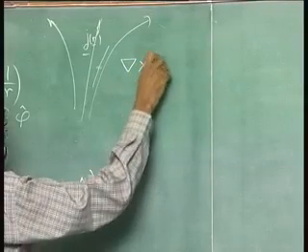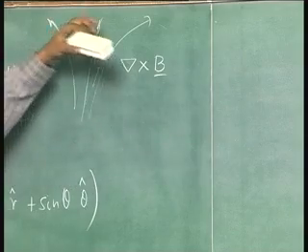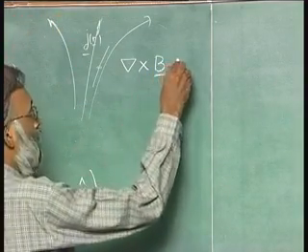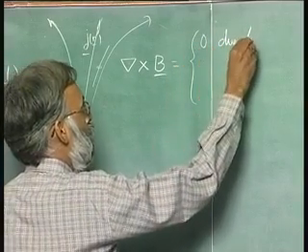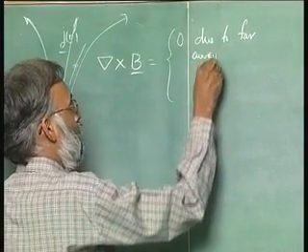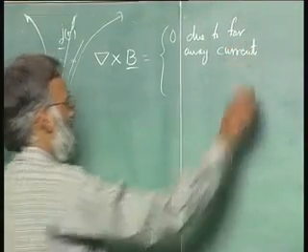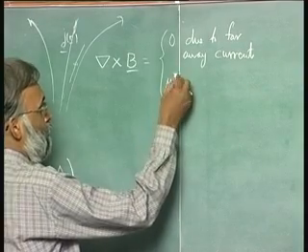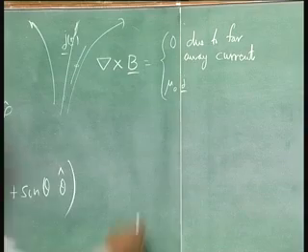So, if I work out curl of B for any general current distribution, it is equal to 0 due to far away currents, and it is equal to mu naught J for nearby currents.